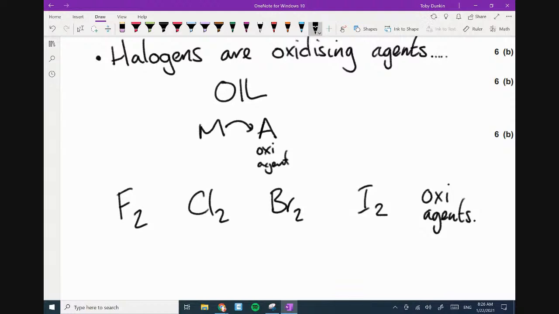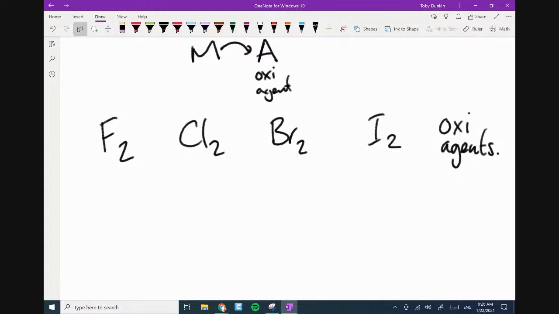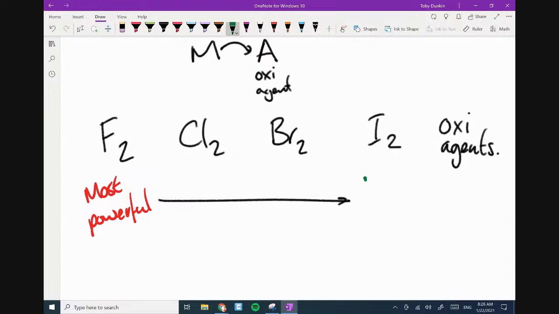Marcellus, which one is the most powerful oxidizing agent? Fluorine is the right answer. Well done. Most powerful. It can take electrons from noble gases. That's how insane an oxidizing agent fluorine is. We now know that they decrease. This is then the least. Oh, let's change the size of my pen. Least powerful.